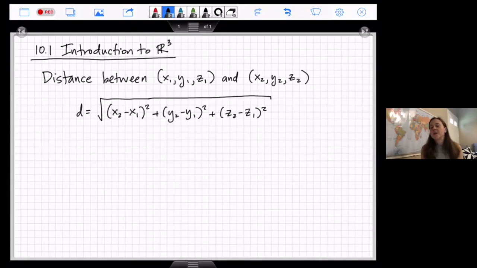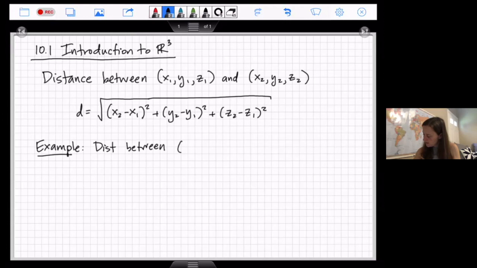Okay, so now I'd like to extend the idea of a distance formula into R3. Say we have these 2 points and we want to find the distance between them. This looks a lot like the distance formula for R2, and it should look familiar up until we start adding the z's in there. It's just an extension of that Pythagorean theorem distance formula that we have from R2. So let's do a quick example using this formula. Let's find the distance between (3, 1, 5) and (2, -1, 1).